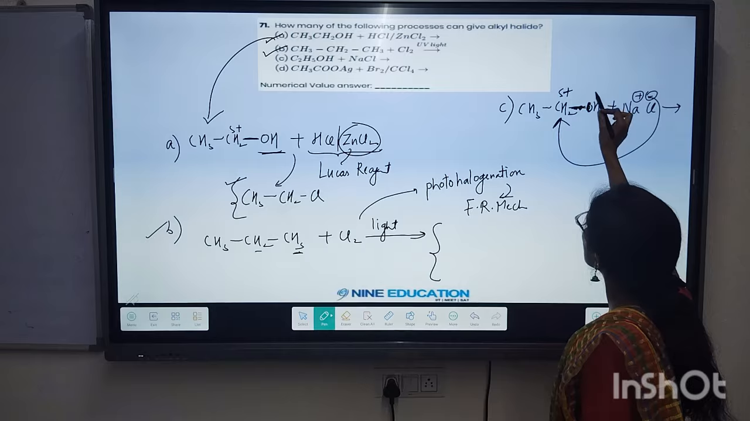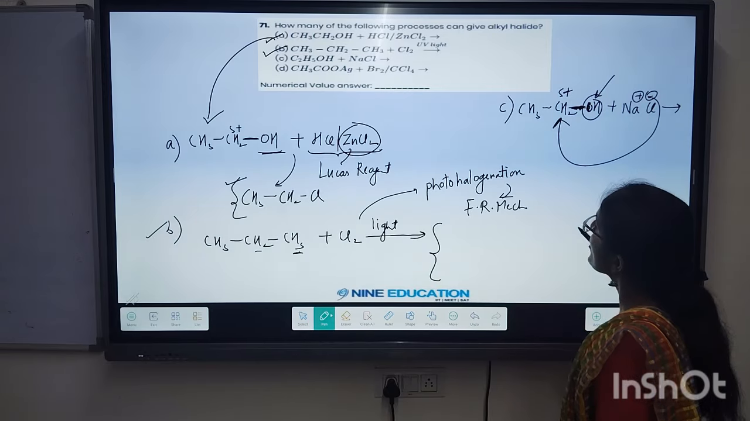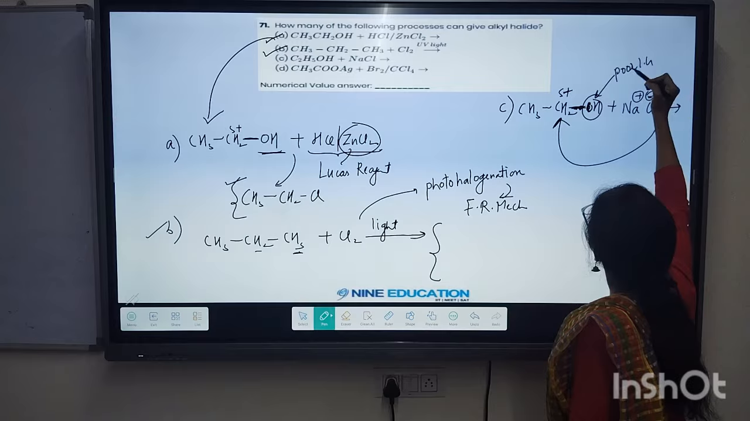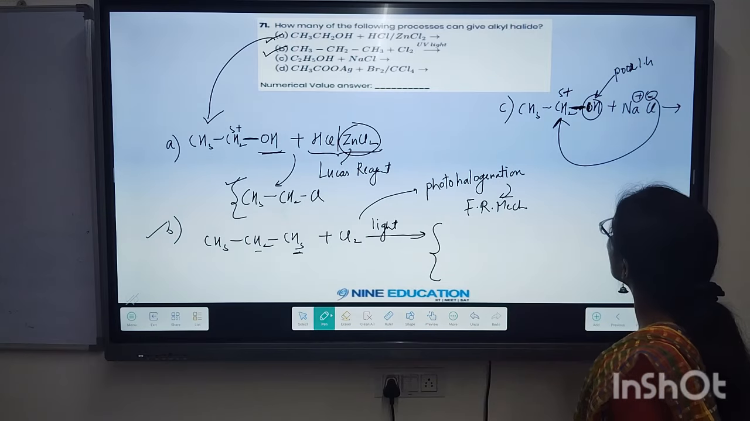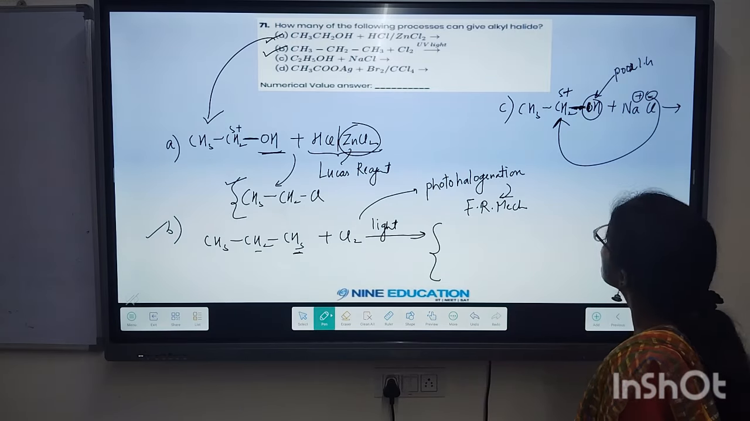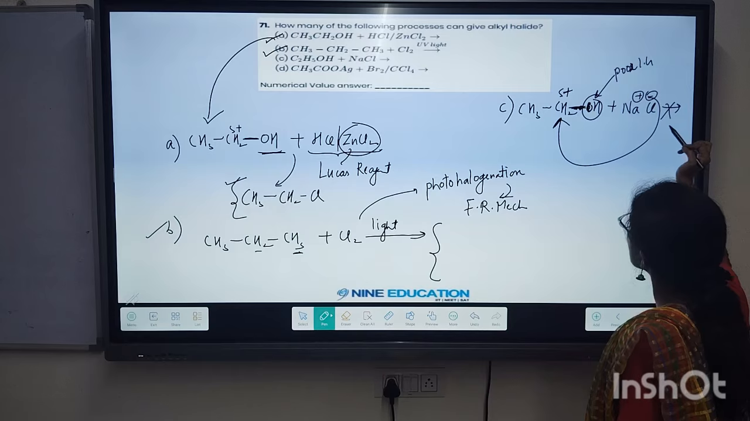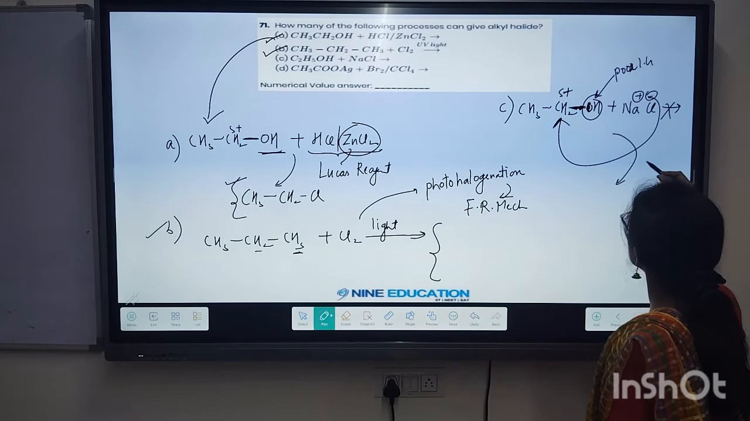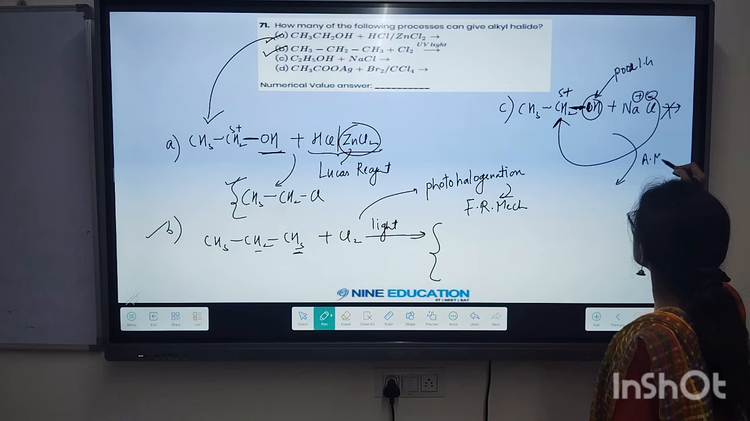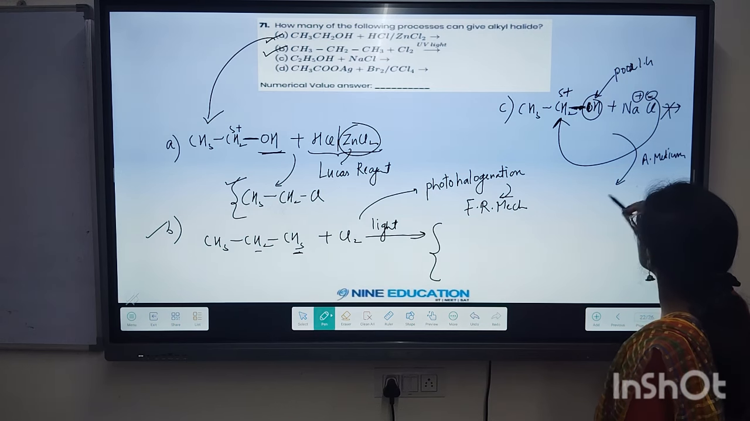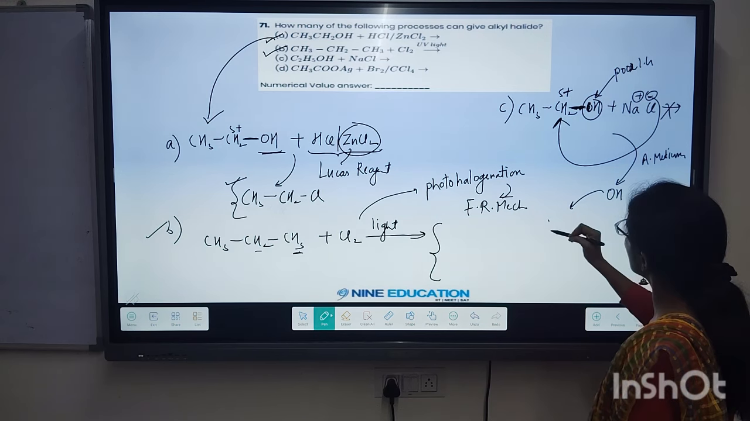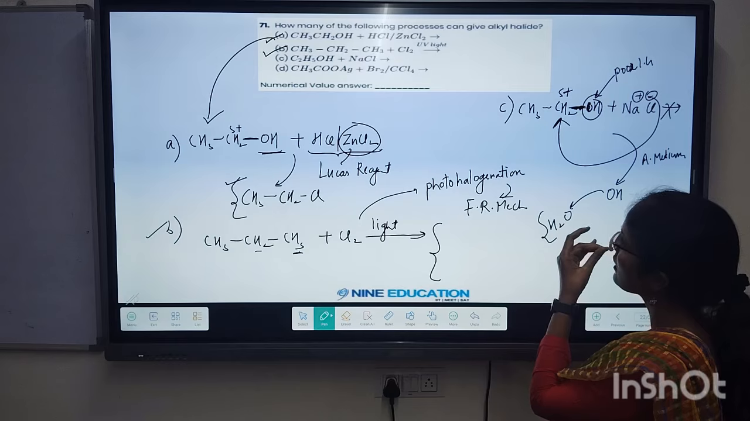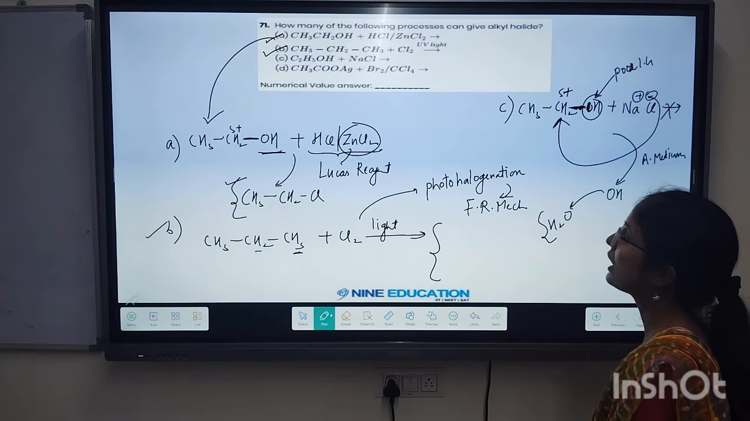The leaving group is OH, and we know that OH minus is not a great leaving group. It's a poor leaving group at this sp3 carbon, and that's the reason this reaction does not proceed like this. If you want to perform this reaction, it is better to do it in acidic medium, because in acidic medium OH will leave in the form of water, so it will be a good leaving group. Then only this reaction will provide you alkyl halide.